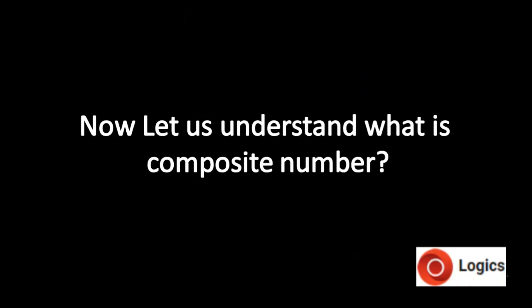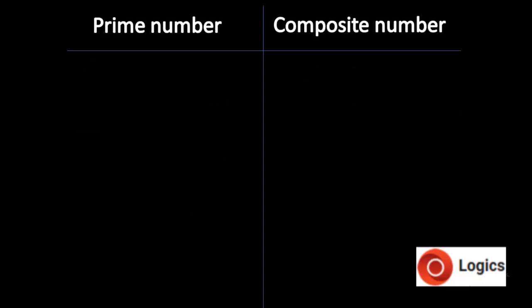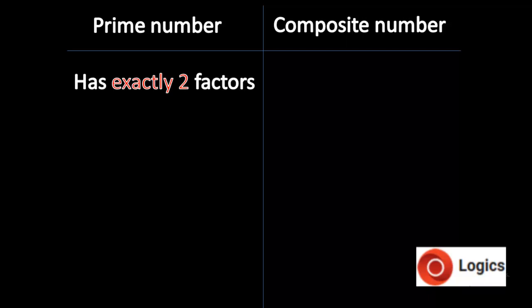Let us understand what is composite number. Composite number is a positive number, which has more than two factors. That is, it can be divided by 1, itself, and at least by another number. Example: 4, 6, 8.